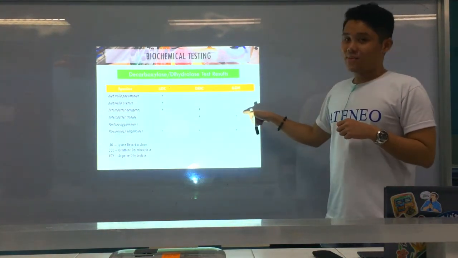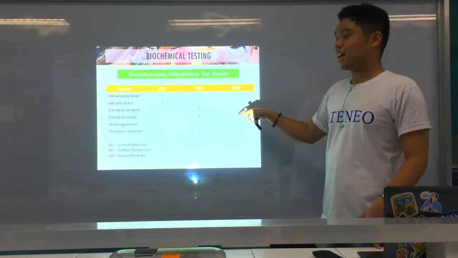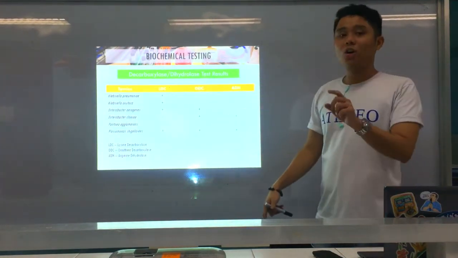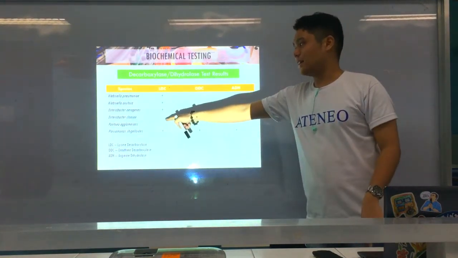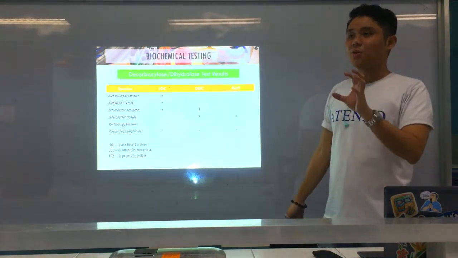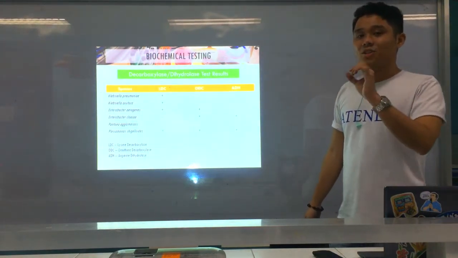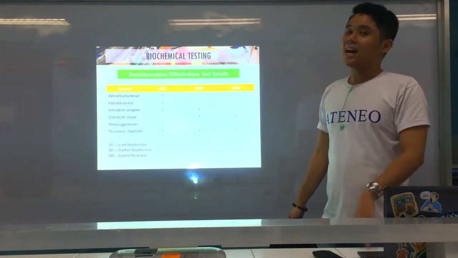Sa A ra siya negative. O, diba? Okay, Enterobacter aerogenes, sa A ra siya negative. Whereas ang Enterobacter cloacae, na L, sa L ra siya negative. O, diba? Okay? So, the rest positive na. O, so, easy ra to remember. Enterobacter aerogenes, sa A ra siya negative. Enterobacter cloacae, sa L ra siya negative.